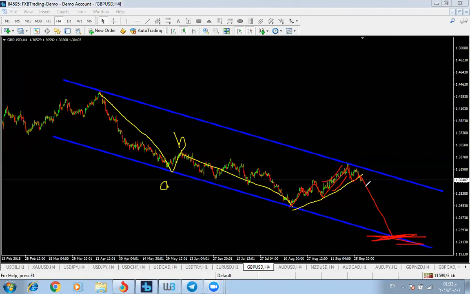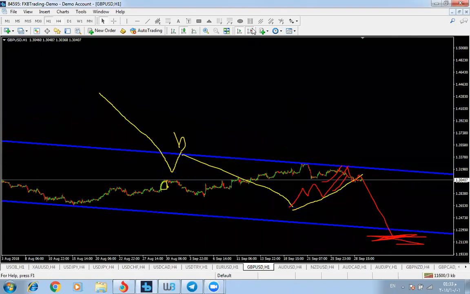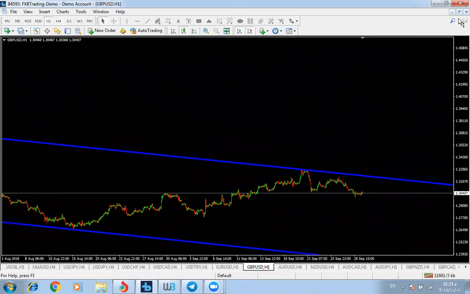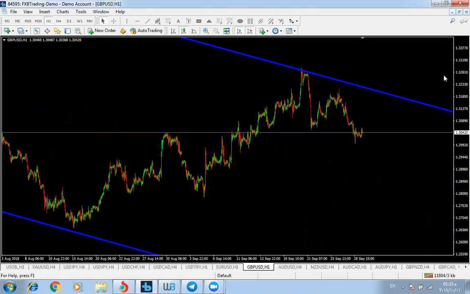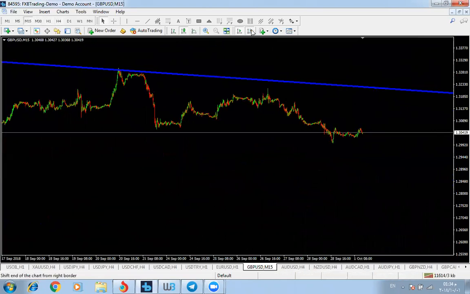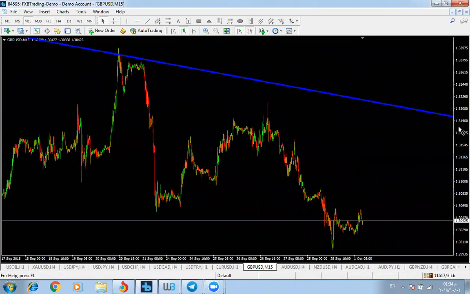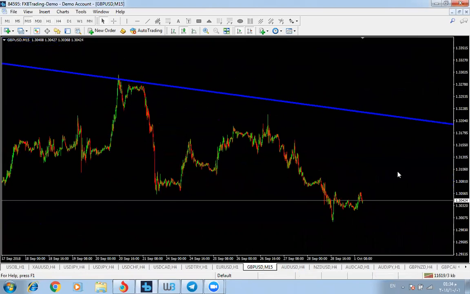areas. So we are expecting a strong movement to the downside for the pound. We might have some alternative structure for the euro and the pound, but at the moment we have to follow the trend to the downside. We can enter our sell position by referring to 1 hour or 15-minute time frames.